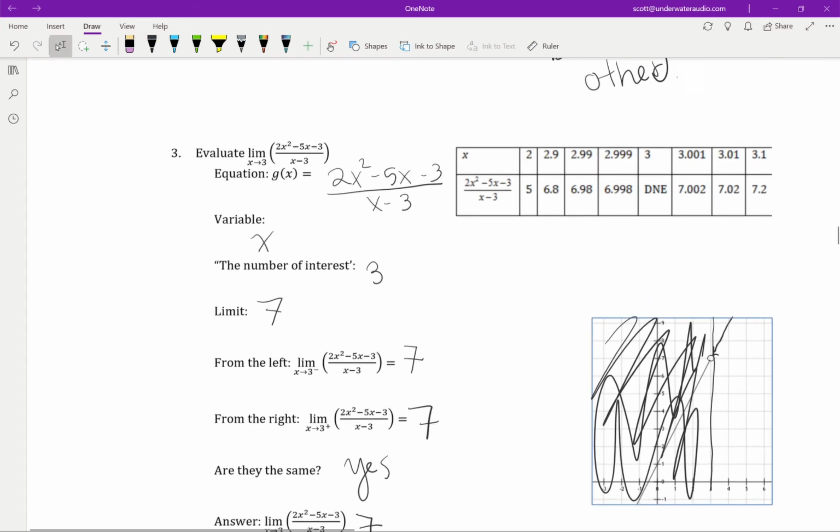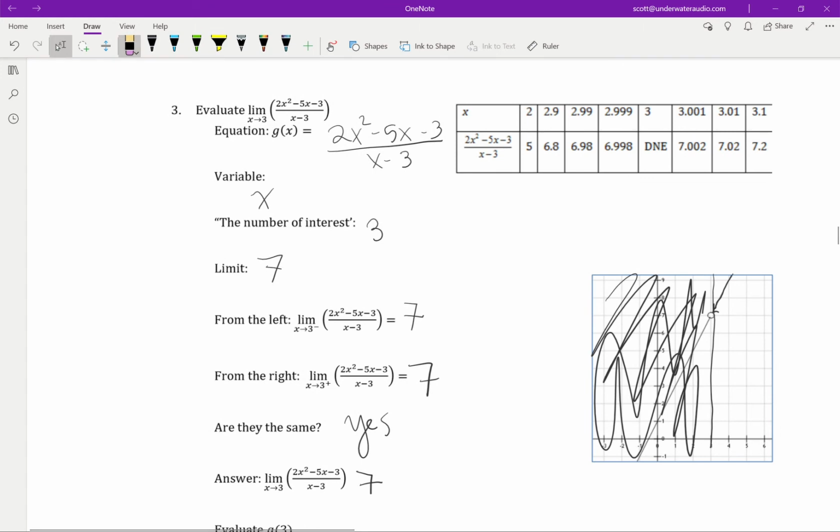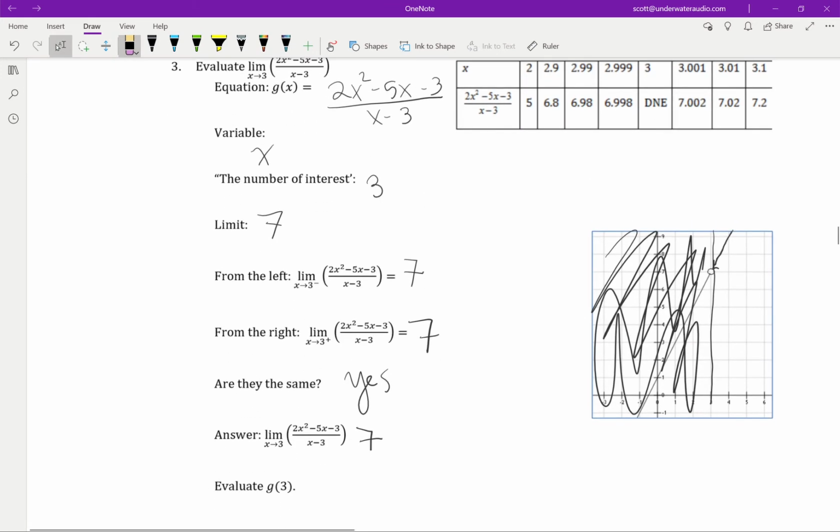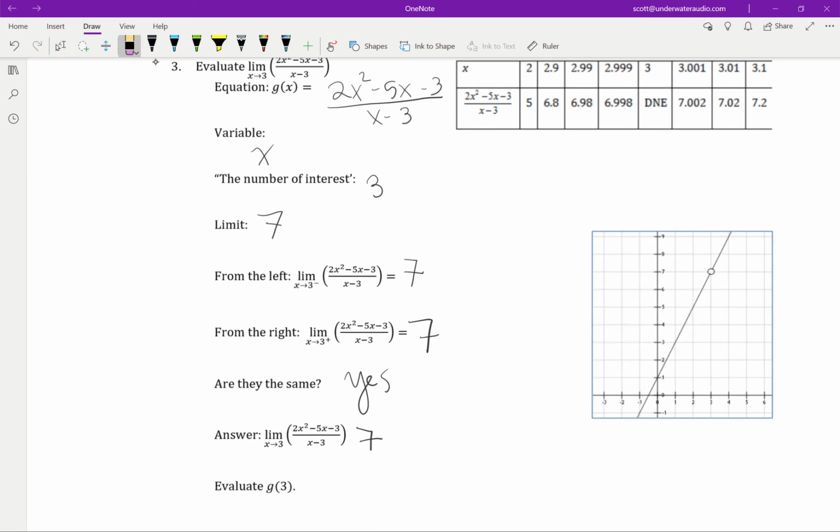But what's interesting, and what we've talked about, is that g of 3 in this case doesn't exist, there's nothing there. But that still doesn't matter about the limit at all. What's actually happening at 3 doesn't matter. It's just what's happening near it.